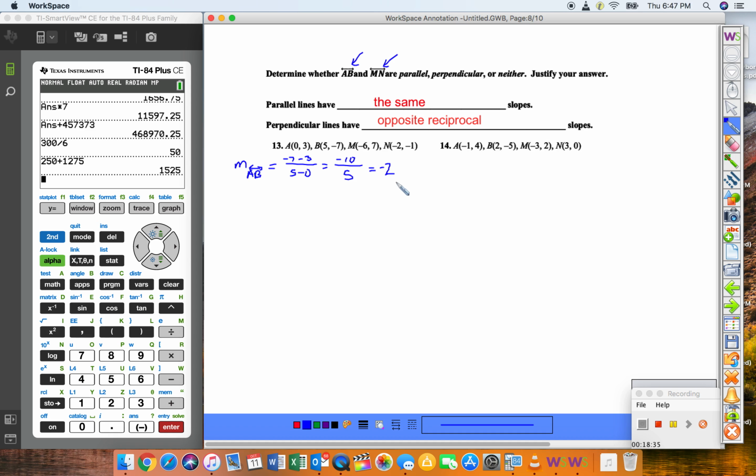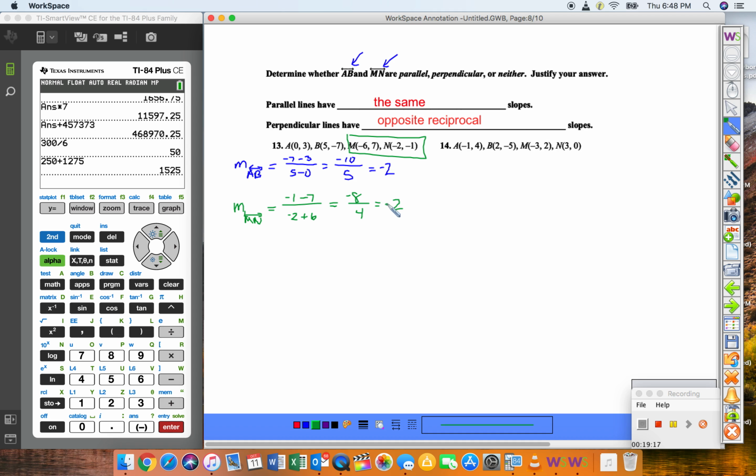Now, what we need to do is find the slope of line MN. So that's how we write that. If the slope of line MN is negative 2, they're going to be parallel. If the slope is positive 1/2, they're going to be perpendicular. And if it's none of those, then they're neither parallel nor perpendicular. So let's see what happens. Line MN, using these two points, M and N, would be negative 1 minus 7 over negative 2 minus negative 6, which is a plus. Negative 8 over 4, which simplifies to negative 2.